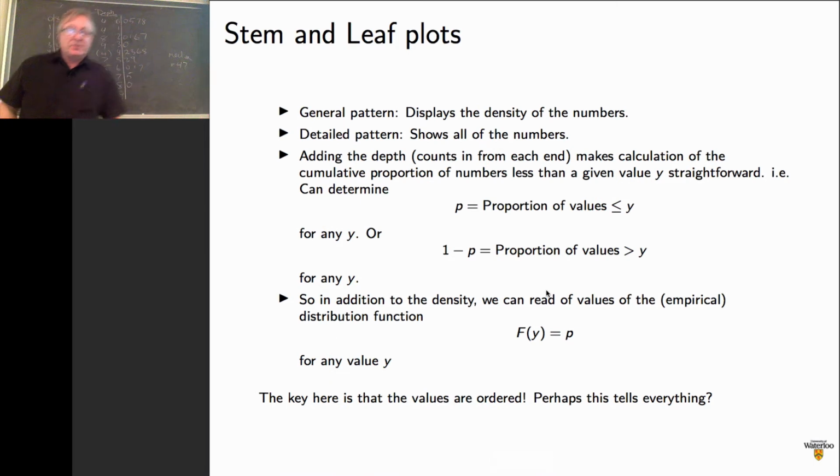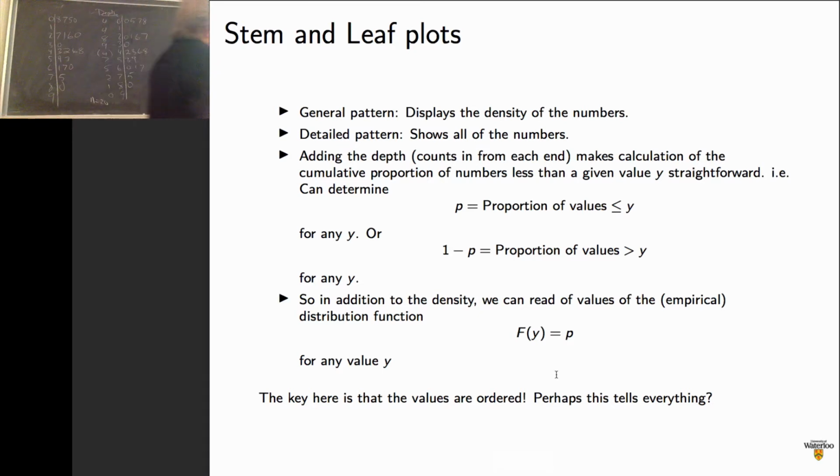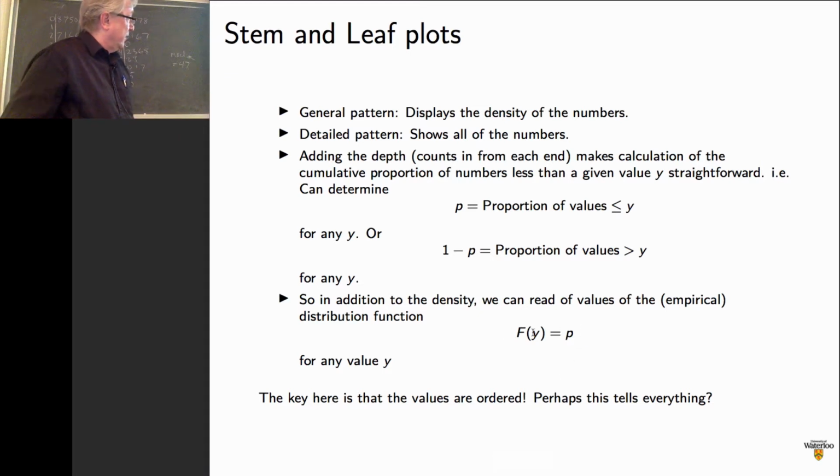To summarize here, you can see the overall density, you can see the details, and with the depth, you can calculate pretty much any proportion in from either end. And in a probability course, that means you can read off the distribution function. So you don't just have the density, you can actually read off values of the distribution function by choosing the value p that you want to go in to find out what the value is, or alternatively find the value y and tell me what the proportion is below that. We did that for the proportion below 50.